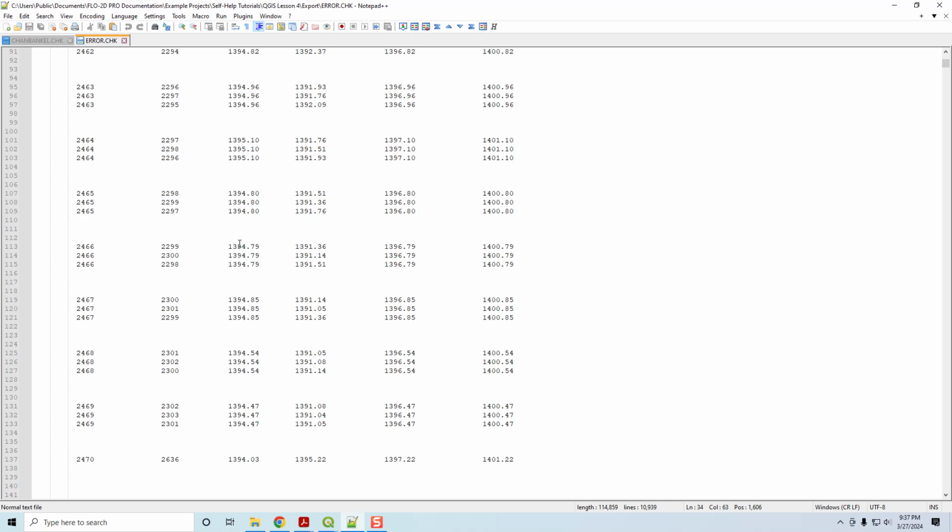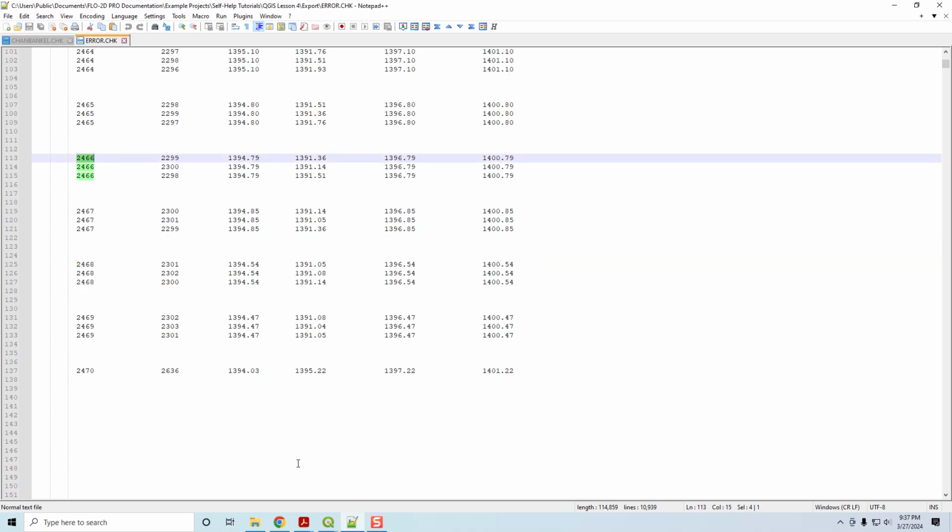And so I don't see anything here, oh, here's one that is about 3 feet different. So we can check this one out. But again, I don't think we'll be doing anything about these. All right, let's take a quick look at it though.